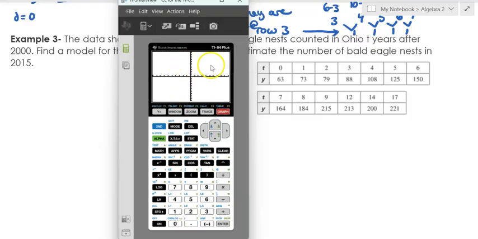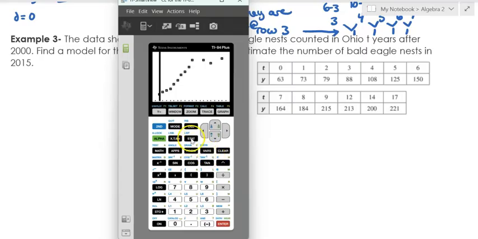Now the reason we don't see anything is because our numbers are too large. So you can either change the window by hand, or you can press zoom. And then if you go down to the 9th one, it says zoom stat. It's going to zoom in on what you put in your list. So hit enter on 9 or just press 9. And then you can see the shape. This looks to me like it could be cubic, but it could also be quartic if it had kind of that upside down M shape. So it could be either.